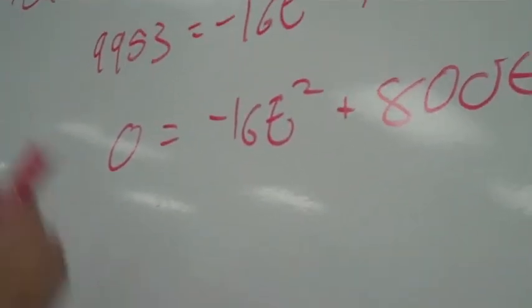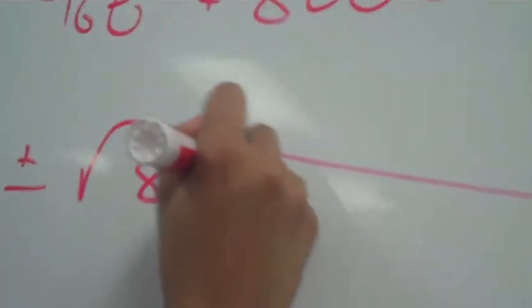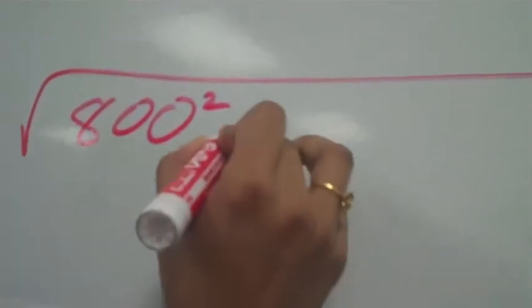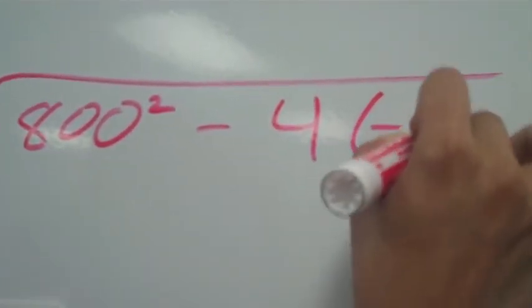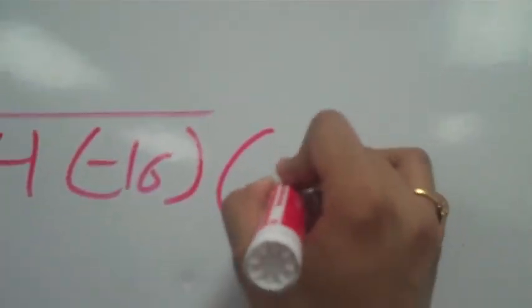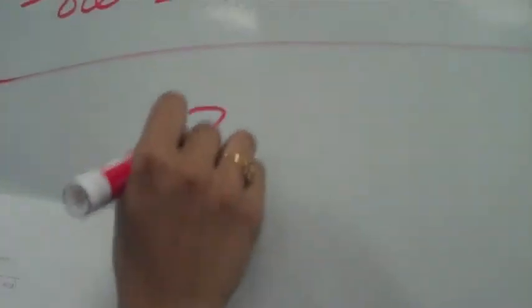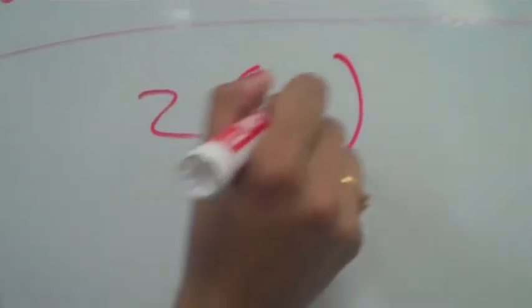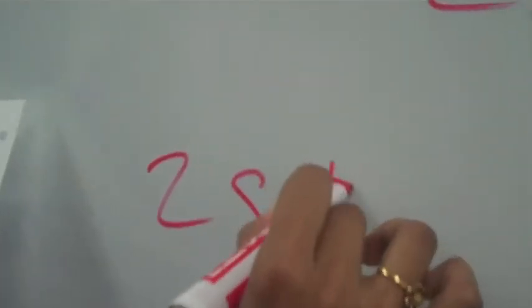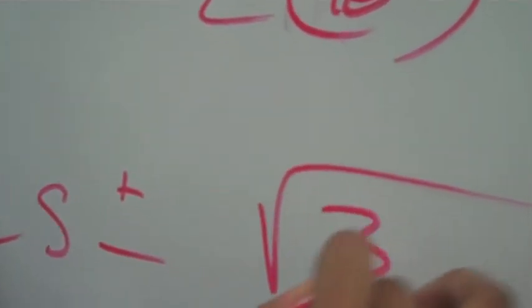So you would put in the quadratic formula, so it's going to be negative 800 plus or minus the square root of 800 squared minus 4 times negative 16 times negative 9953, all over 2a. After we do this, it goes down to 25 plus or minus the square root of 308 over 32.